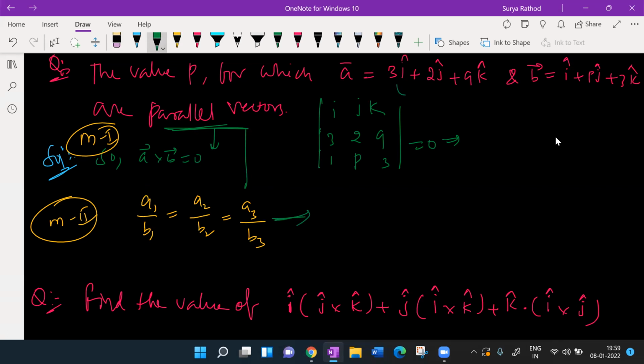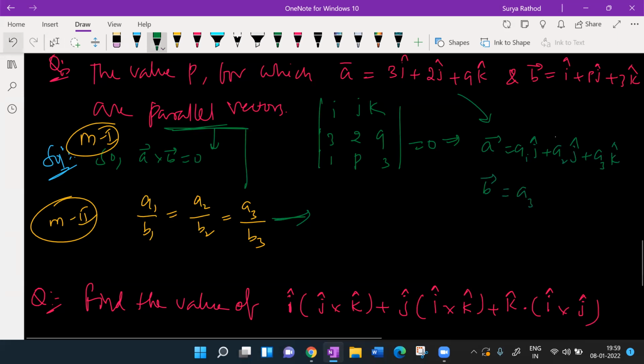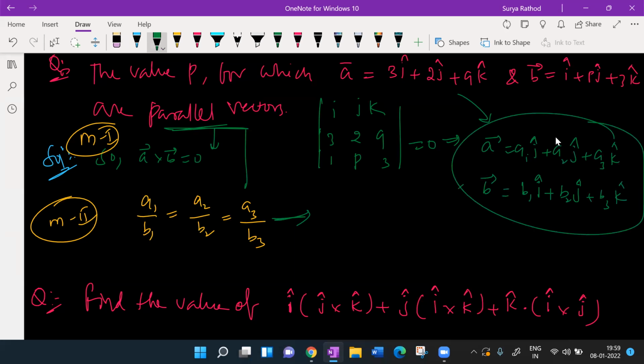See, this is a1, b1, a1i, a2j, and a3k, b1i, b2j, b3k. You understand my point here? Compare this vector with a1 i cap, a2 j cap, a3 k cap. B vector gives you b1 i cap plus b2 j cap plus b3 k cap. All right, these are the two vectors. When these two vectors are parallel, use this condition. आपको आंसर मिल जाएगा एक ही सेकंड में.